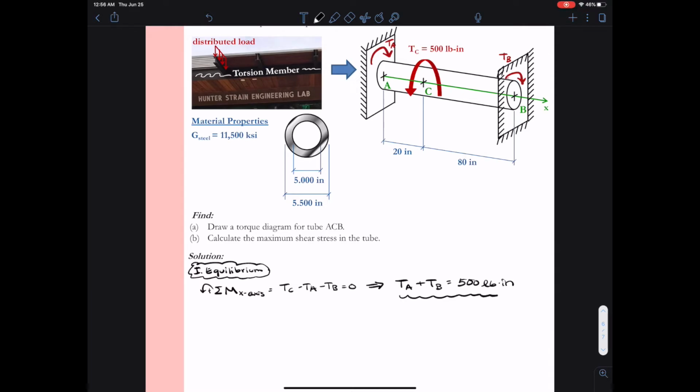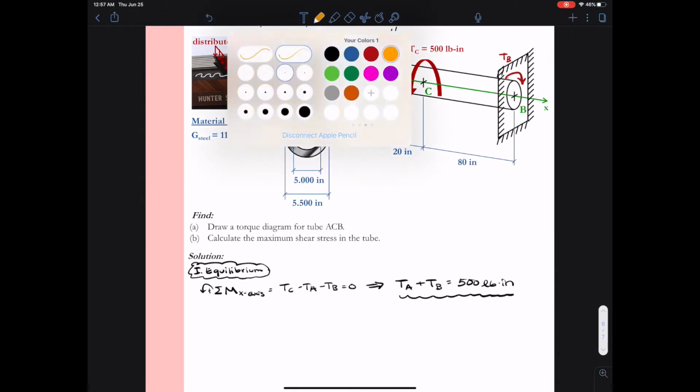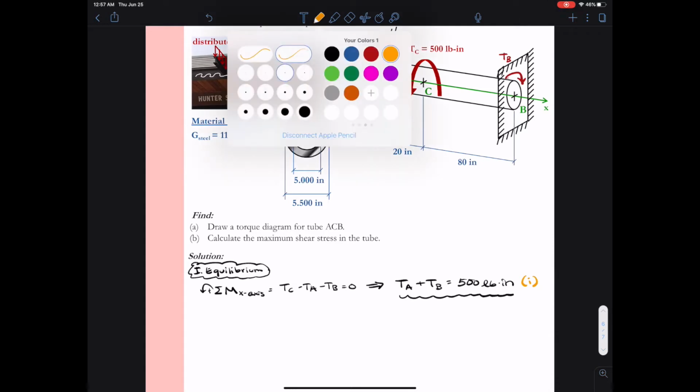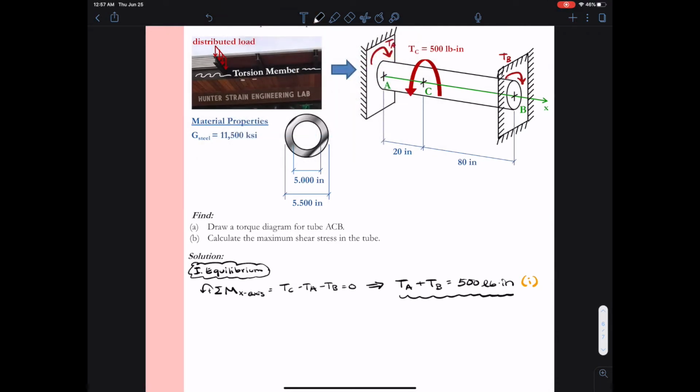All right, this gives us one relationship, but we don't know how much torque is being held by support A and how much by support B. We might initially guess that A is holding more because the torque is closer to point A, but mathematically and mechanically we want to prove that that is the case.